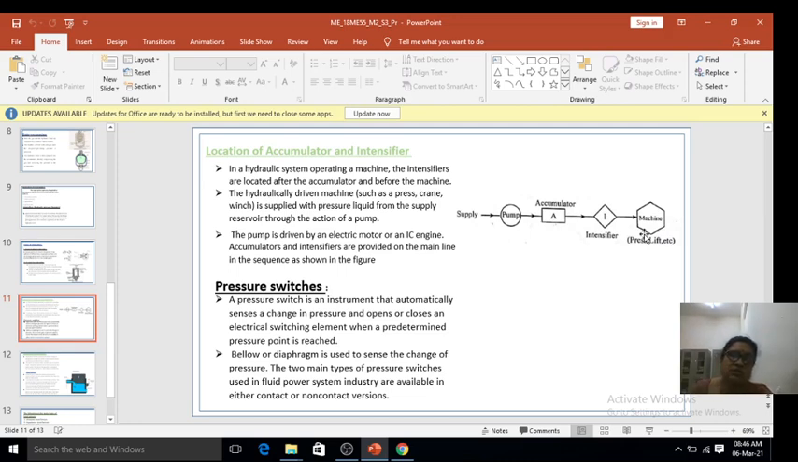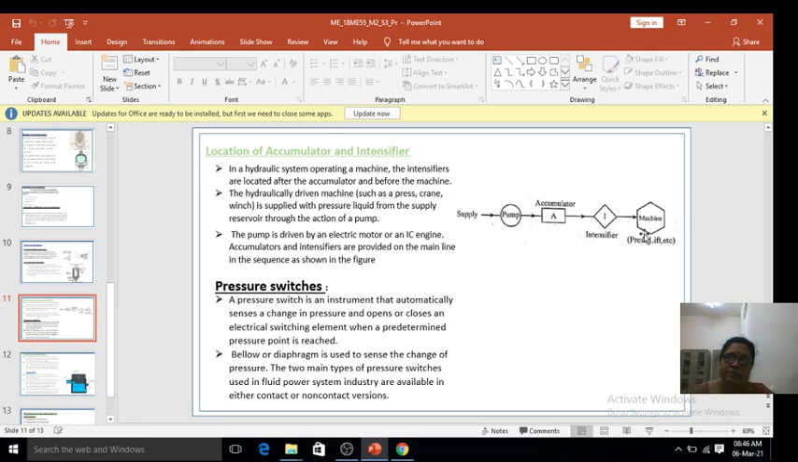The next topic here is the pressure switches. Pressure switches are instruments that automatically sense the change in pressure and open and close an electrical switching element when a predetermined pressure point is reached. We can give many more examples, like automatic lifting of water, that is, tank filling of water in domestic areas and even in houses.